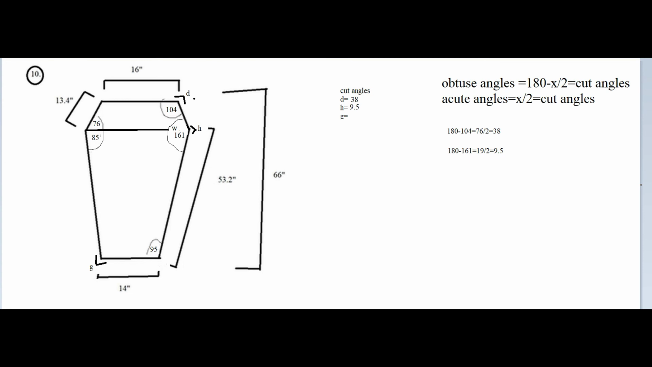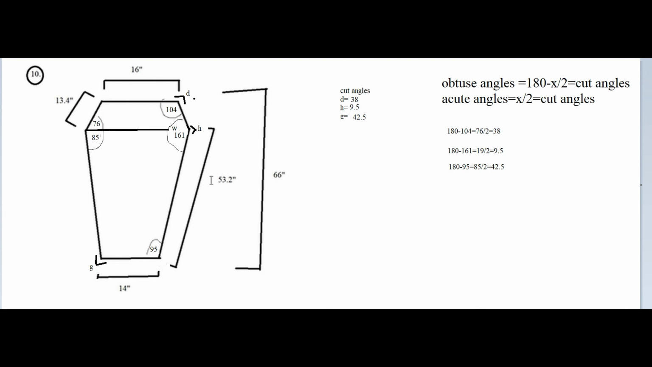Now to figure out our cut for angle G, all you have to do is the same thing we've been doing. It is an obtuse angle, so we're going to go ahead and go 180 minus 95, and you should get 85. And you're going to take 85, divide that by 2, and you'll end up with 42.5. So the cut angle for G is going to be 42.5 degrees, and it's going to be the same thing like we did for the other ones.